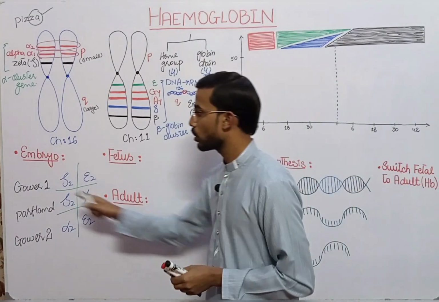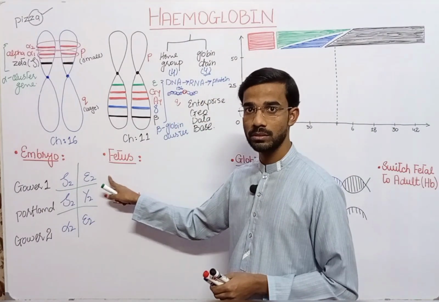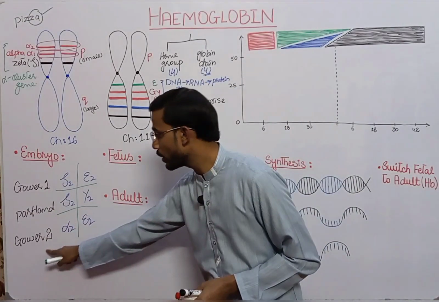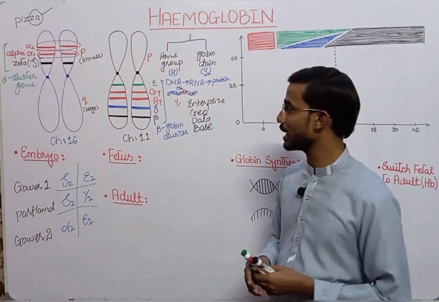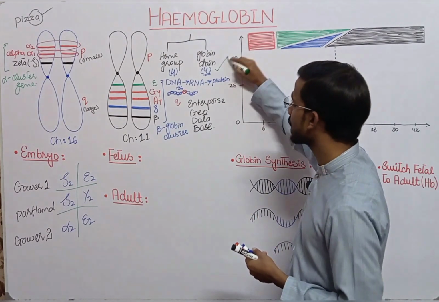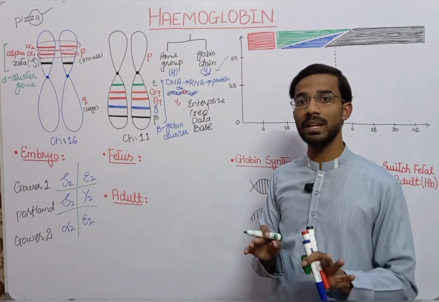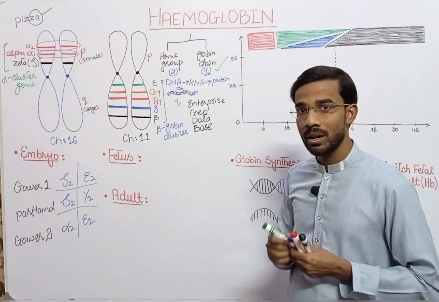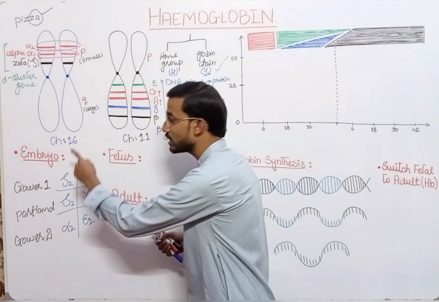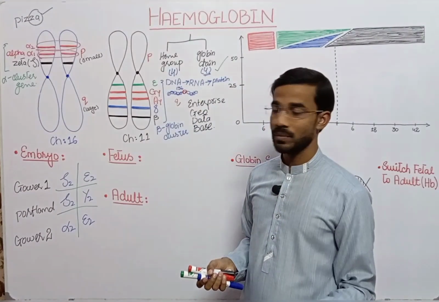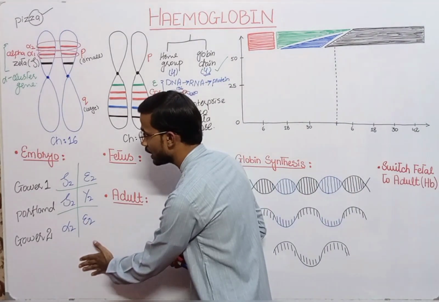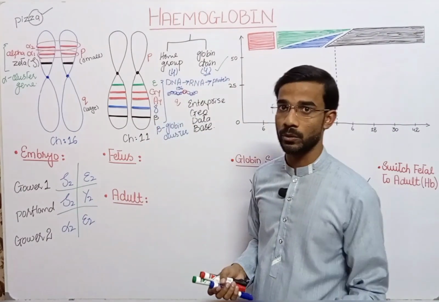So Gower has 4 globin chains, Portland again 4 globin chains, and Gower 2 again 4 globin chains. So again the basic concept is that the globin chains will always remain 4, but the globin chain type will change according to the hemoglobin. So these are basically the hemoglobins which are present in the embryo.